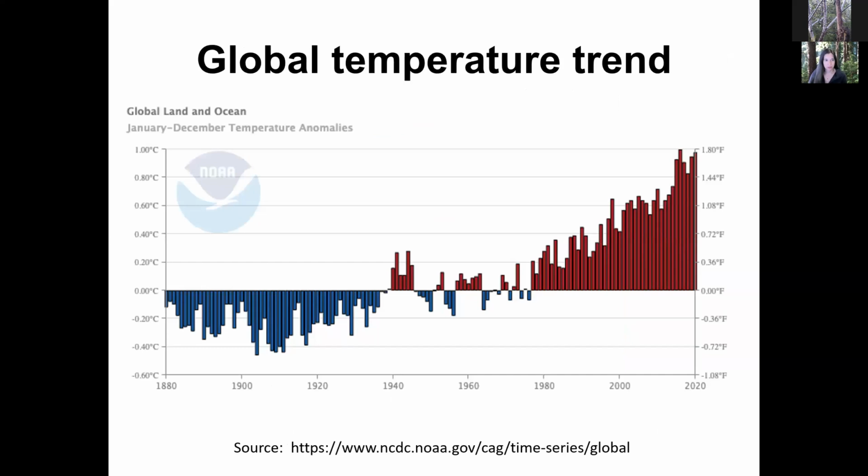So to start, I wanted to show some global temperature trends since 1880 here, and these are changes from the average global temperature over time. And you can see the last 10 years or so are right up there. In fact, 10 of the 10 hottest years on record globally have been within the last 10 to 15 years. So this trend is pretty striking, that we're seeing increases in temperature across the globe.